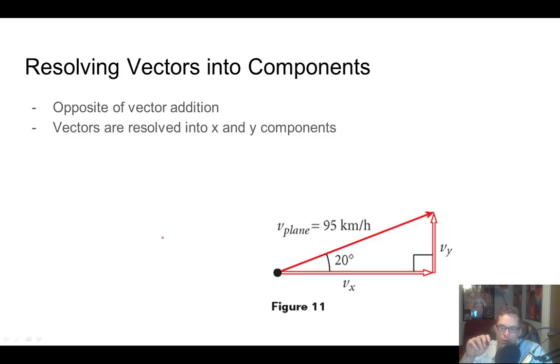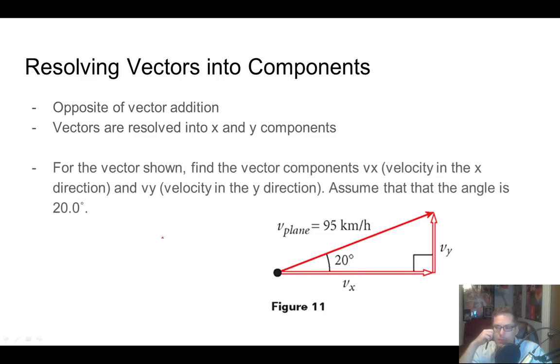So here we've got the velocity of an airplane, and it's going 95 kilometers per hour north of east. Right, it's east, and we're 20 degrees north of it. And we need to figure out the x and y components. So now we've got the resultant, and we want to know the x value and the y value that made up that resultant vector. All right, so let's figure out the two values for these guys.